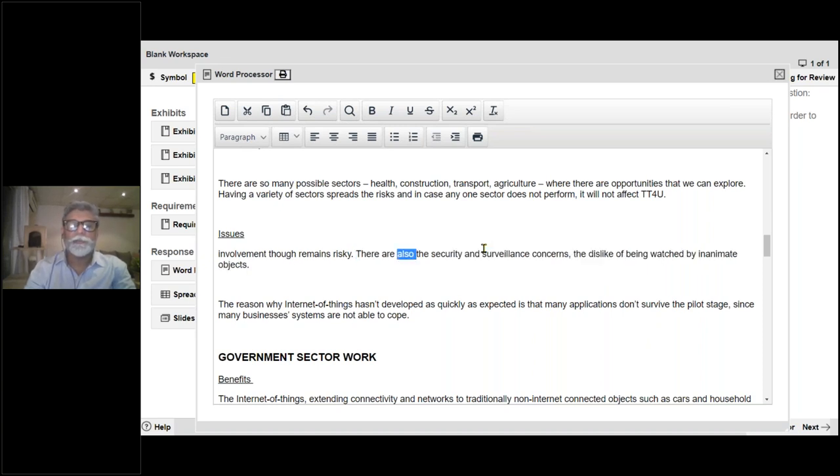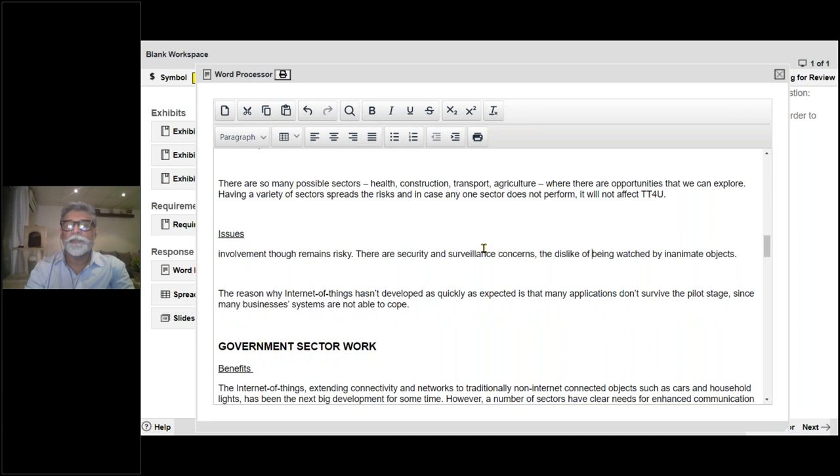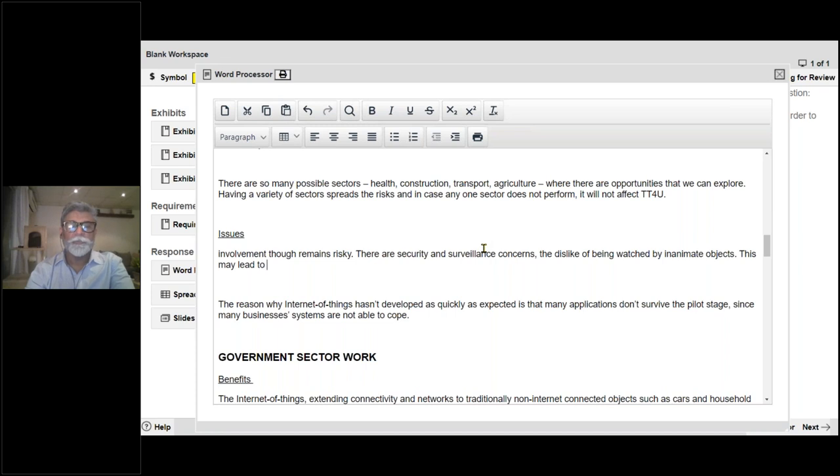There are security and surveillance concerns. This may lead to legal complications and ethical issues, along with reputational concerns.